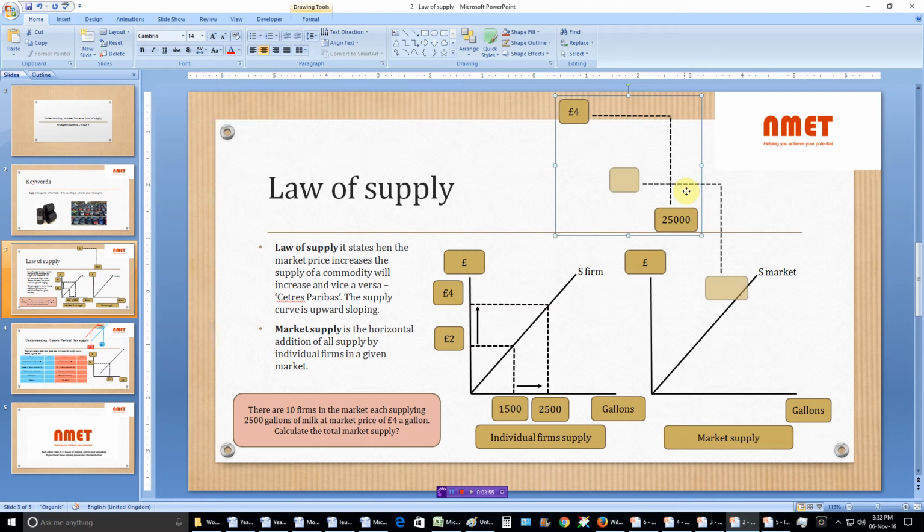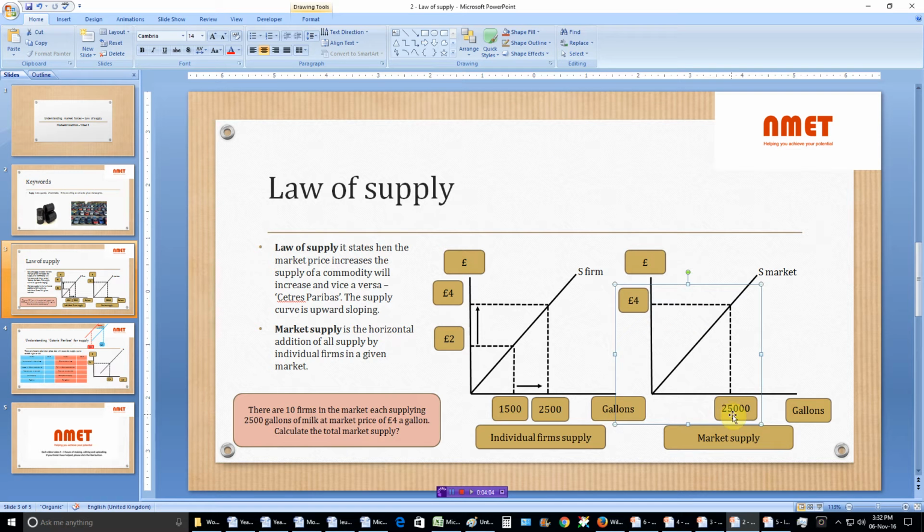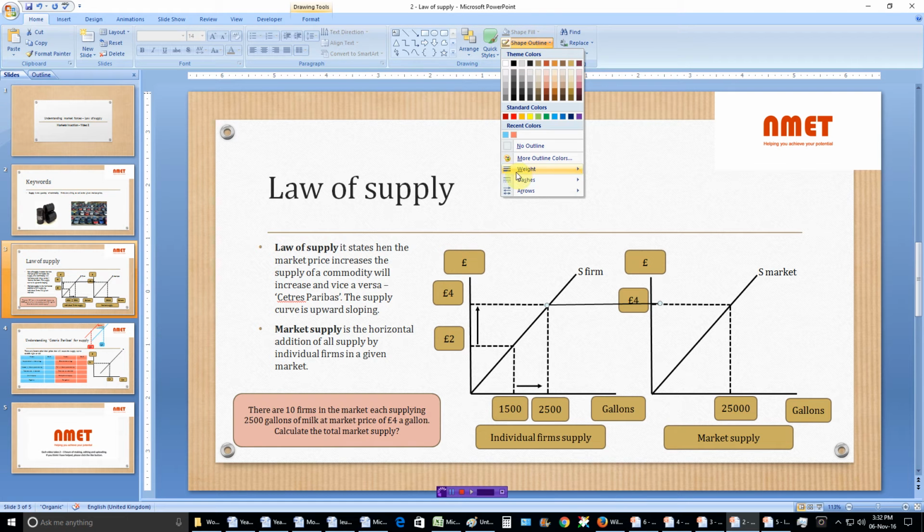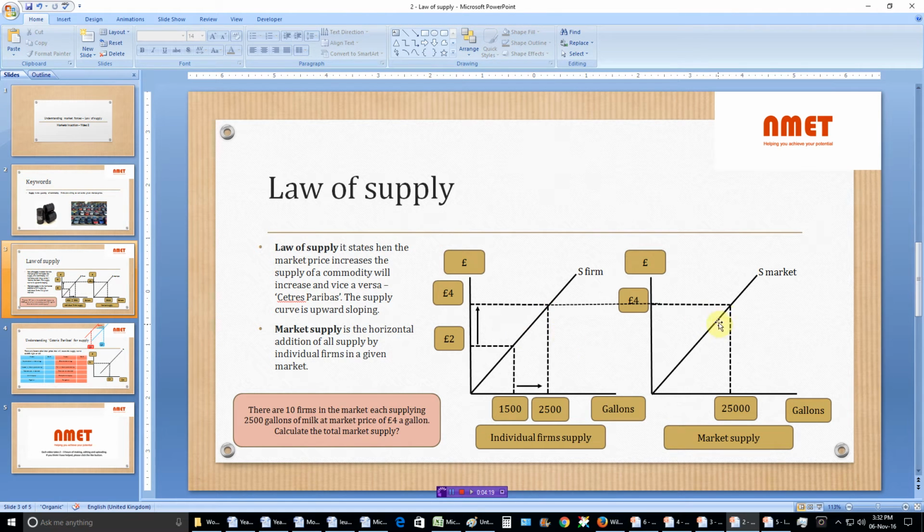And we can actually do it on the market supply curve. And there we are. At £4, they're supplying 25,000. So we can literally link this. The market supply curve is the horizontal addition of all the supply by individual firms in a market.